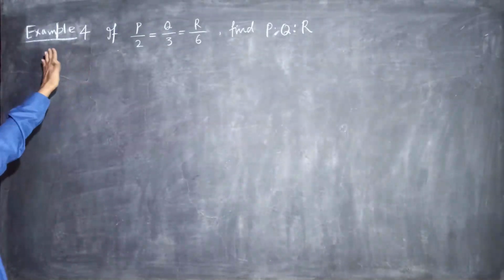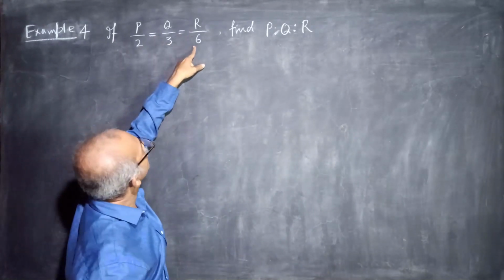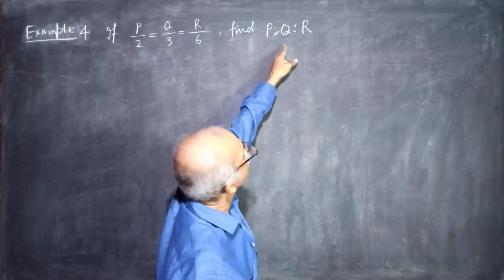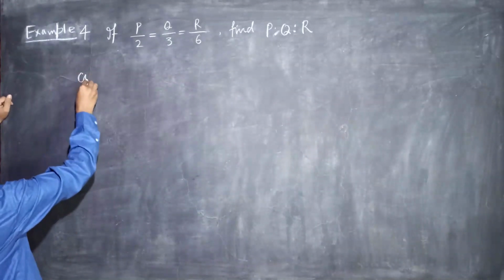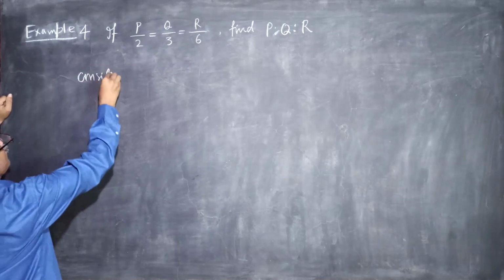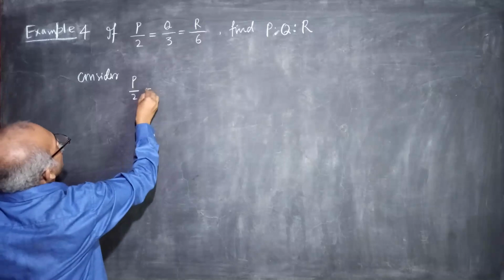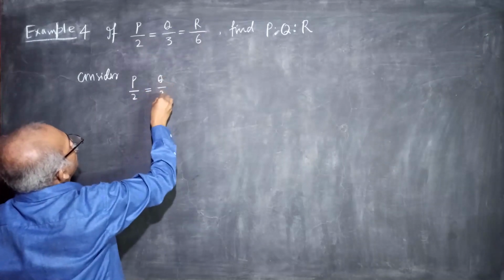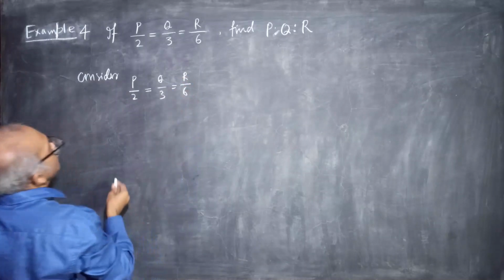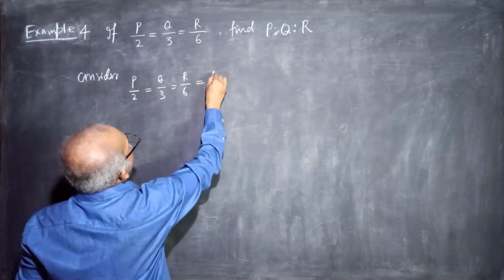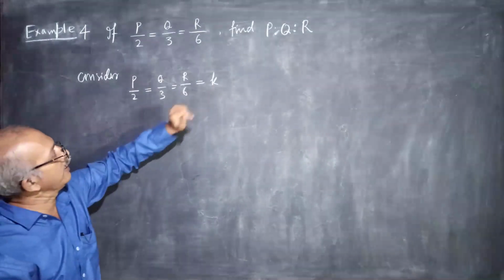Now we shall do example 4. If P by 2 is equal to Q by 3 is equal to R by 6, find the ratio P is to Q is to R. Now we shall consider that. Consider P by 2 is equal to Q by 3 is equal to R by 6. Let us take it as K.